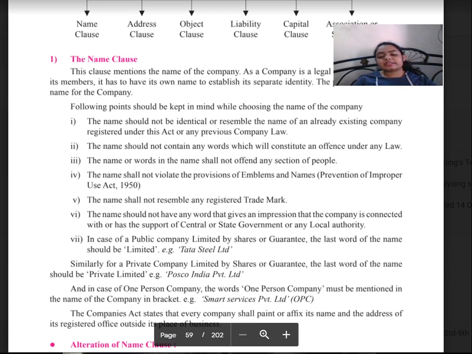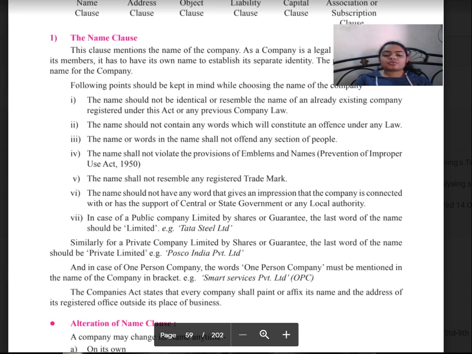The Companies Act states that every company shall paint or affix its name and the address of its registered office outside its place of business. So basically, the name clause states that firstly, a name shall be chosen in such a way that it should not be already existing. Then secondly, it shall not constitute an offense under any law. It should not offend any section of the people. Then it should not violate the provisions of the Emblems and Names Act.